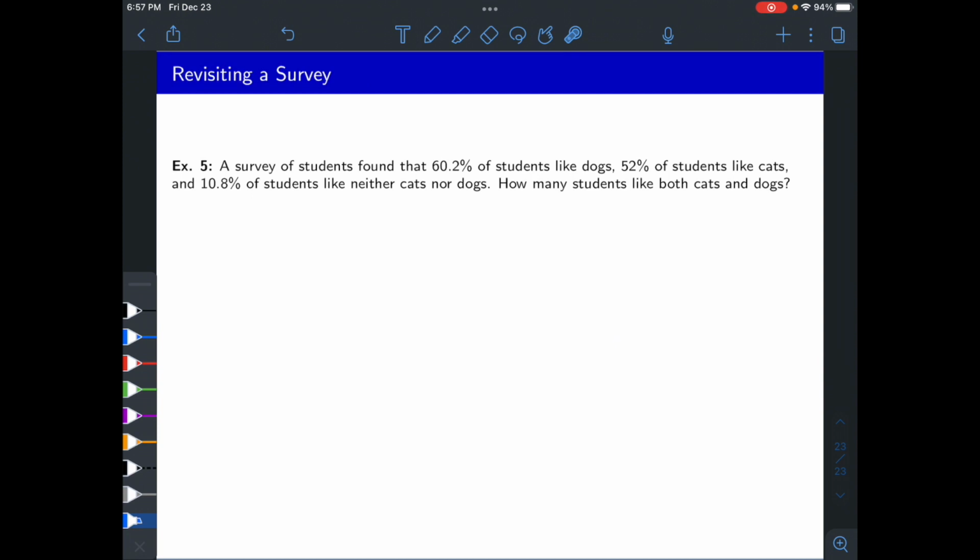So let's see an example of the percentage inclusion exclusion, and then that'll wrap us up for this video. A survey of students found that 60.2% of students like dogs, 52% like cats, and 10.8% like neither cats nor dogs. How many students like both cats and dogs? If you're feeling confident, I would recommend, again, pausing the video, trying the problem, and then unpausing to see if you get the same thing. If not, I'm just going to go ahead and do it.